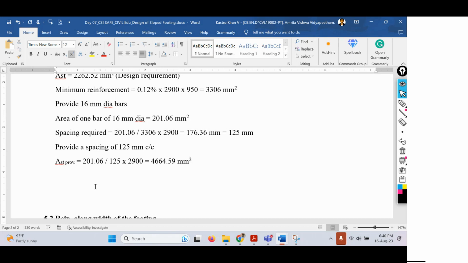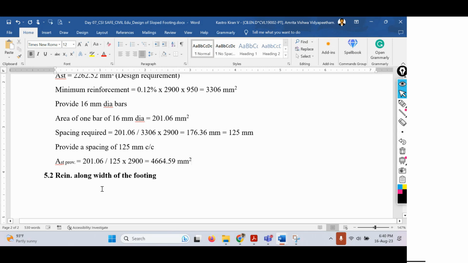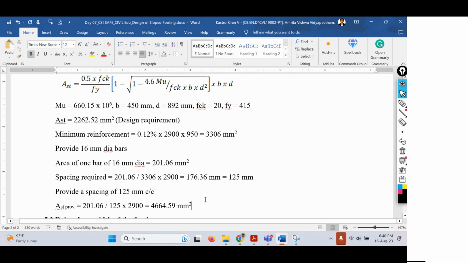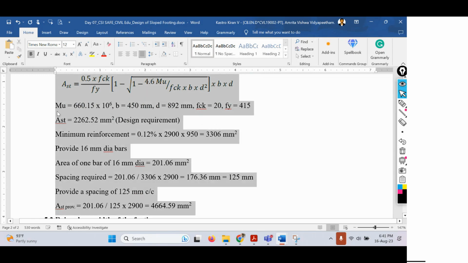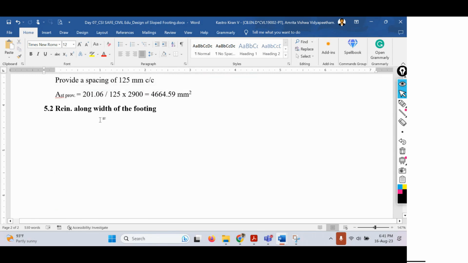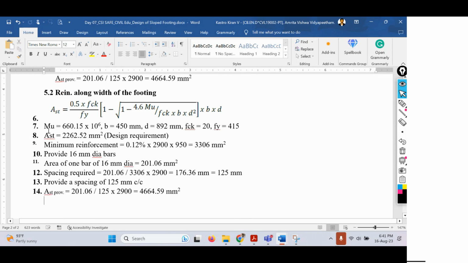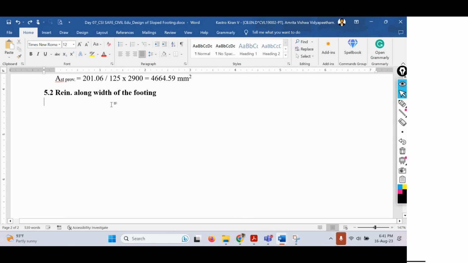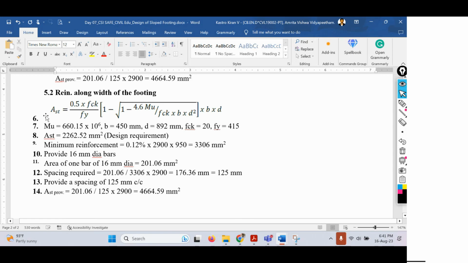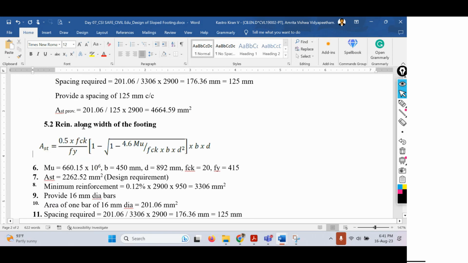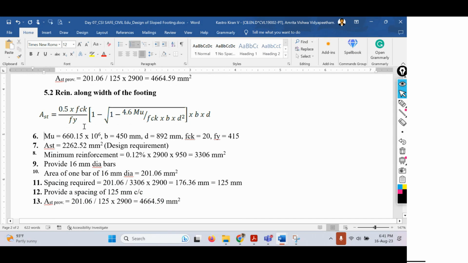Correct. Similarly, we have to do the calculation of reinforcement along the width of the footing. So I'll just copy this entire one and then I'll make the changes just to save the time. Let me delete these ones. Just give me a second.